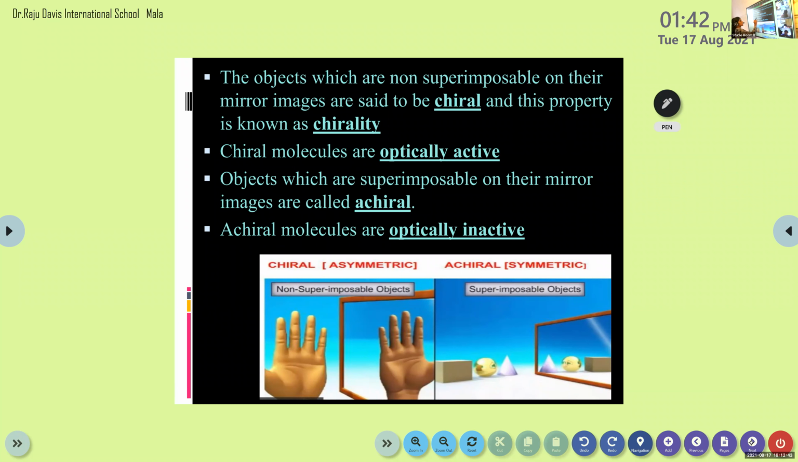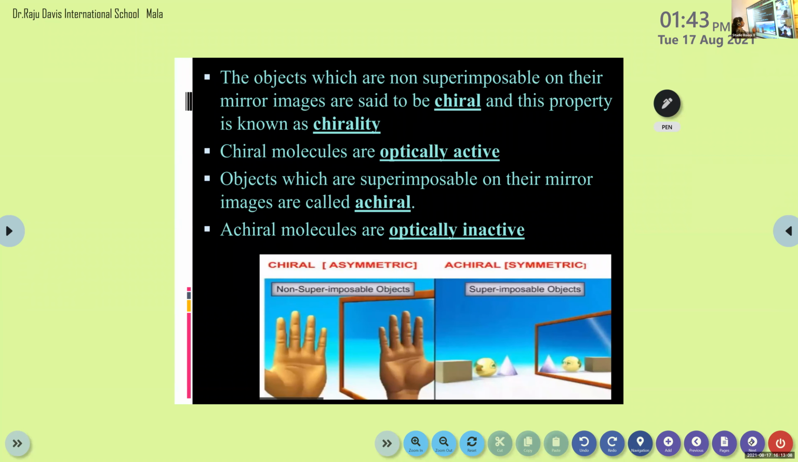Then objects which are superimposable on their mirror images are called achiral. These achiral molecules are optically inactive because they have superimposable mirror images. They cannot show optical activity.